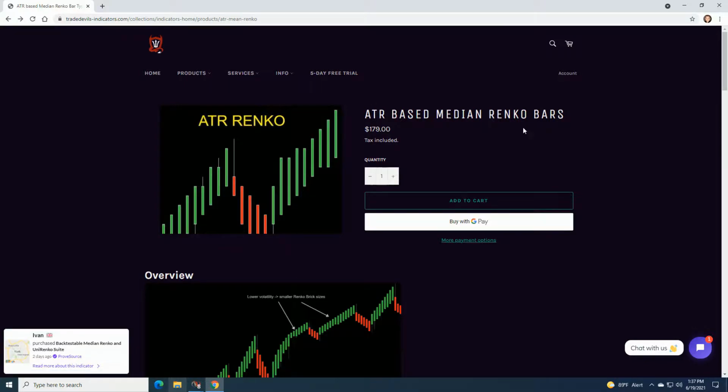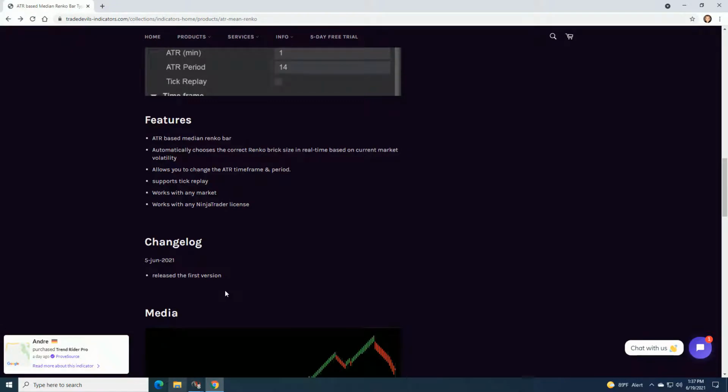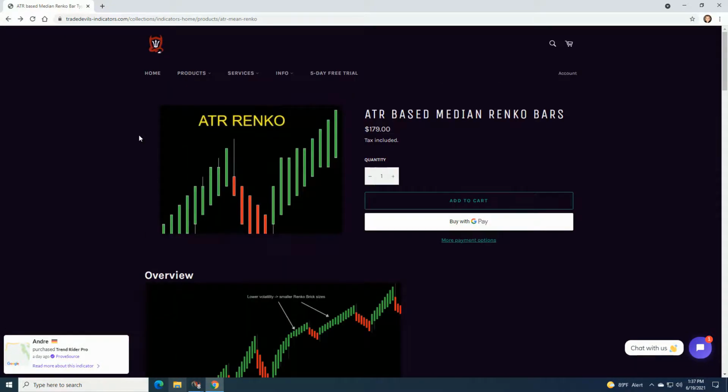Well, here's the ATR-based median Renko bricks and some more text and content here if you wanted to review anything or just wanted to kind of look back over things that I went over rather quickly here.